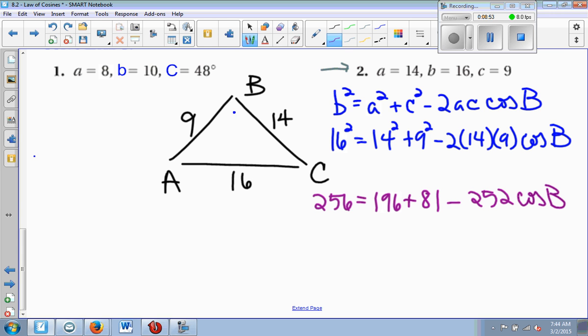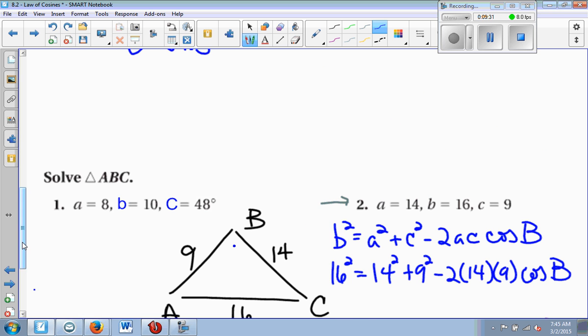Now the biggest mistake that students usually make with this is when they combine in the next step, they want to combine all 3 of these numbers. You can't because the 252 is attached to the cosine using multiplication. So you can't combine the 252 with the 196 and the 81. So please be careful when you're doing that. The only ones you can put together are these 2. So together, that 196 and that 81 is a total of 277. So I'm going to subtract that from both sides.